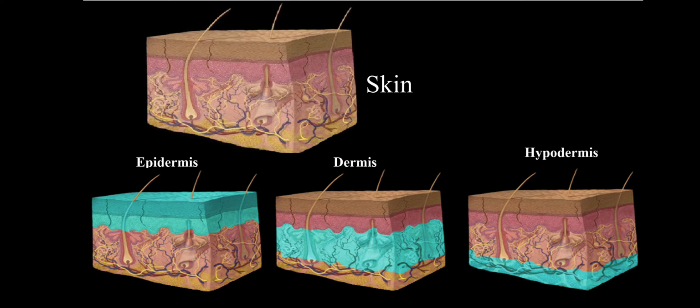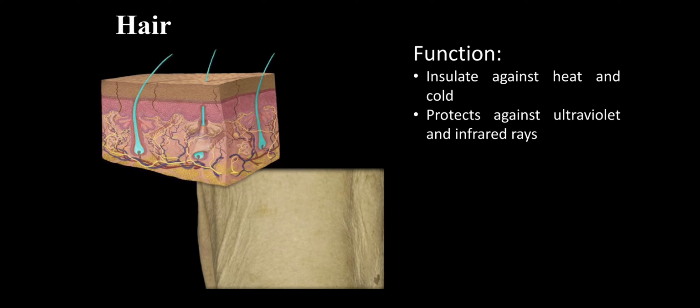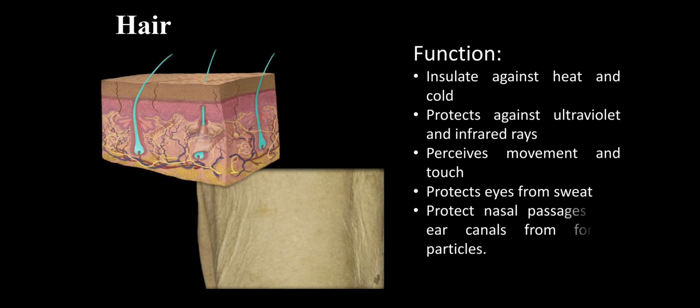So next component is the hair. Okay, so yung mga buhok sa ating kilikili, buhok sa ating ulo. So what are the functions of our hair? So first, it insulates against heat and cold. Okay? It protects against ultraviolet and infrared rays. It perceives movement and touch.